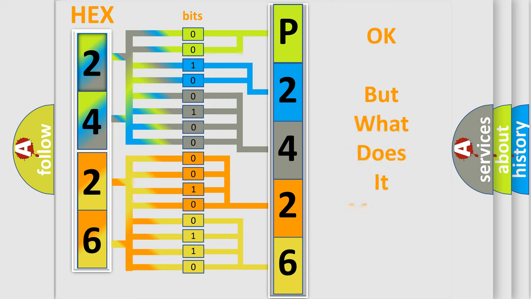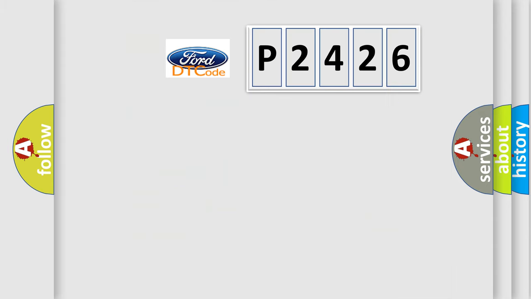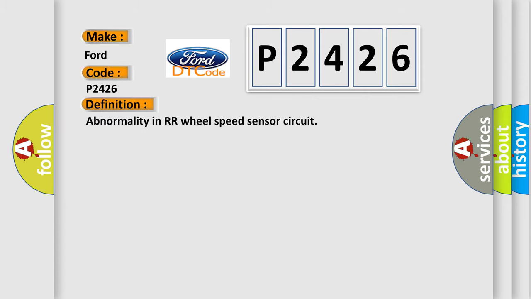The number itself does not make sense to us if we cannot assign information to what it actually expresses. So, what does the diagnostic trouble code P2426 mean specifically for Infiniti vehicles? The basic definition is: abnormality in RR wheel speed sensor circuit.